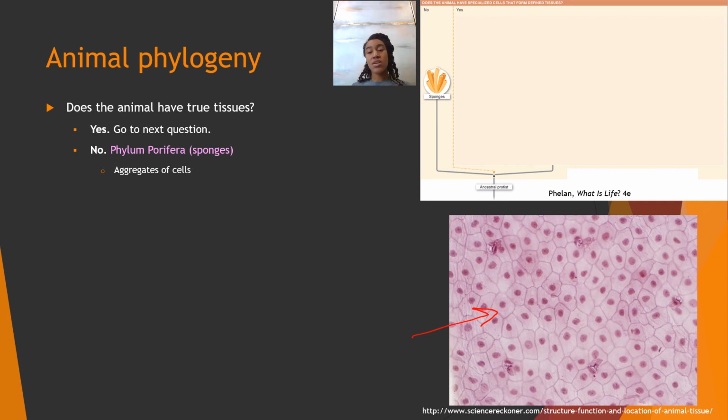So just imagine, instead of all these cells being the same type of cell working together to form a particular function, you had a group of cells that all do their own independent thing, but somehow are able to work together to form an organism. So that's essentially the organization of sponges.